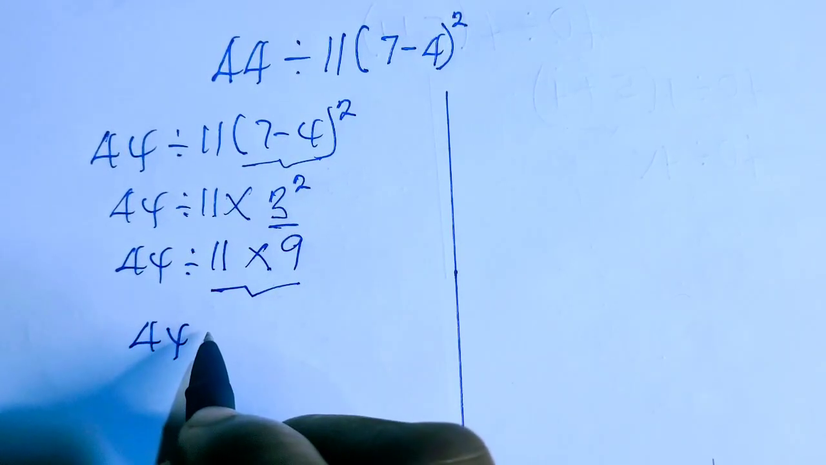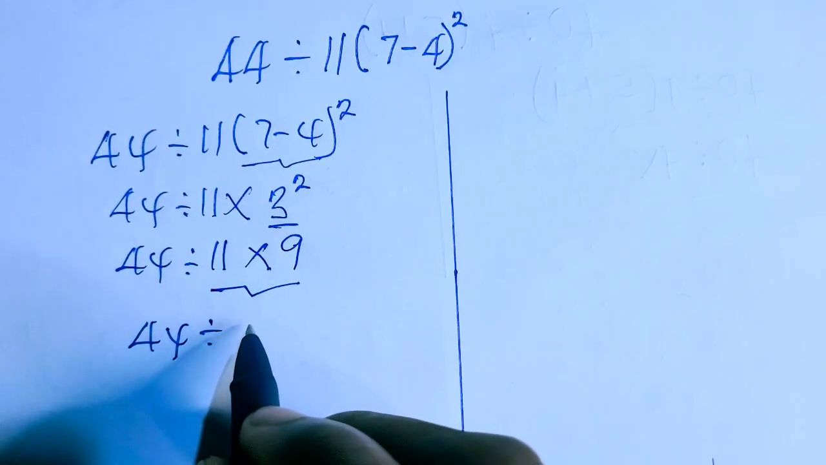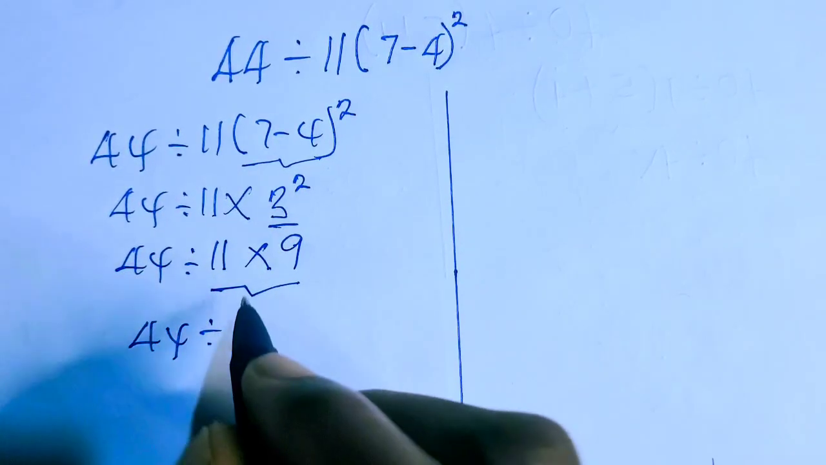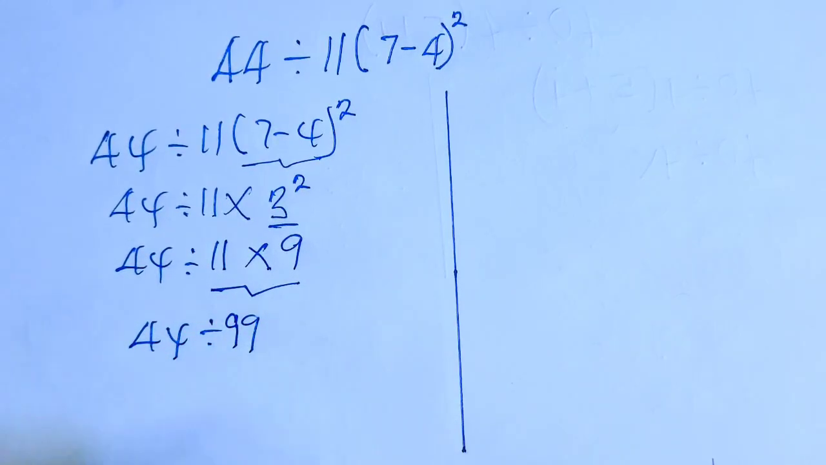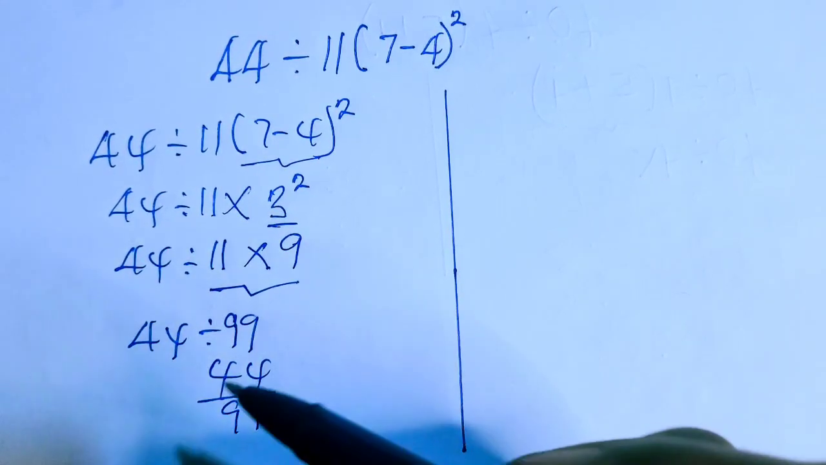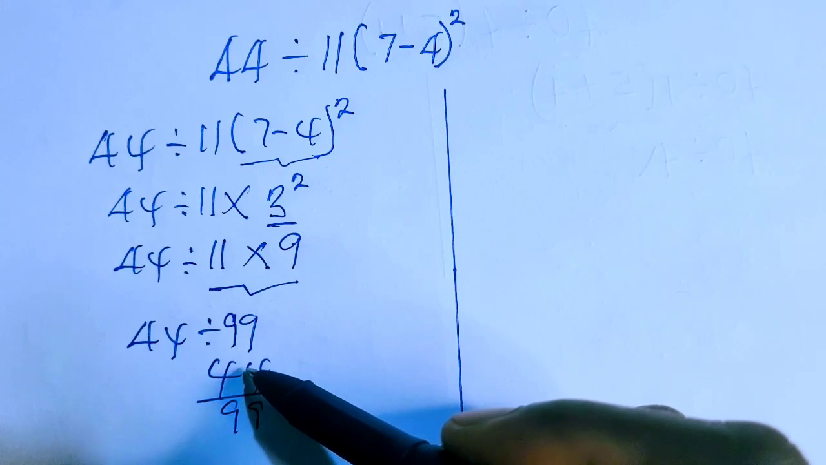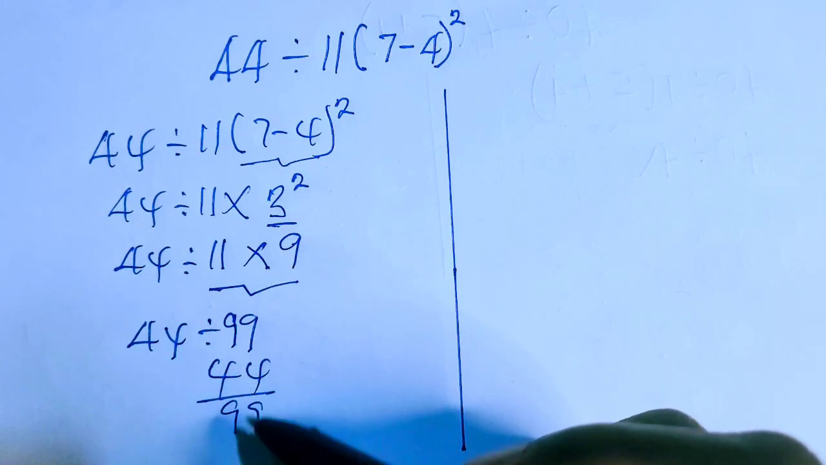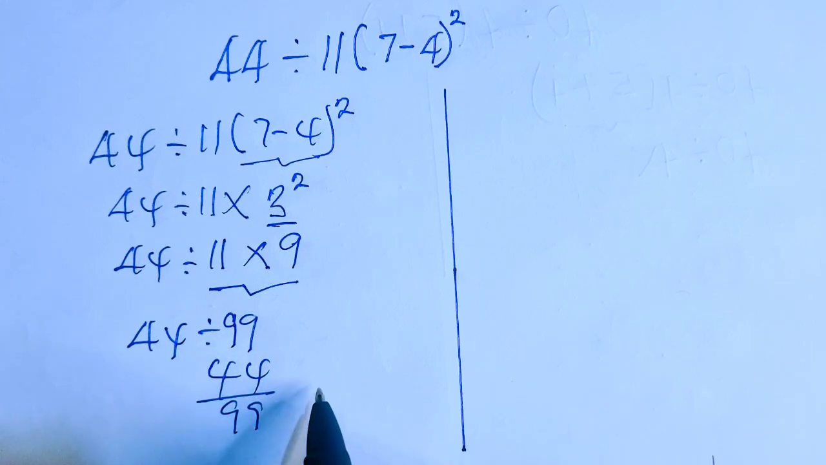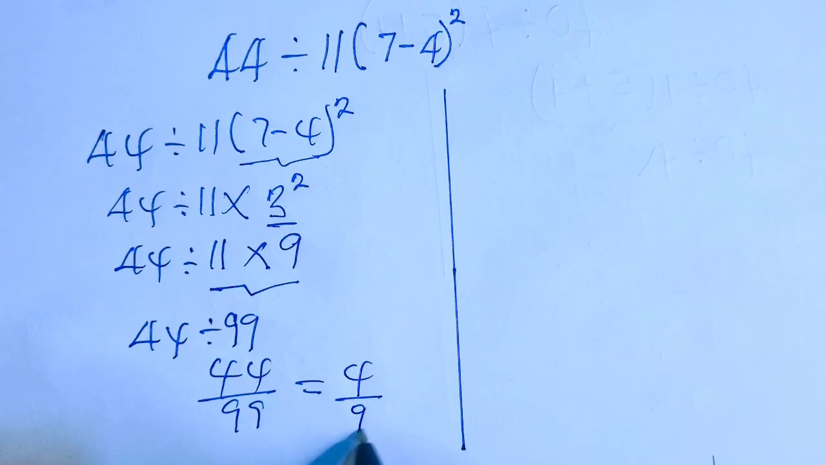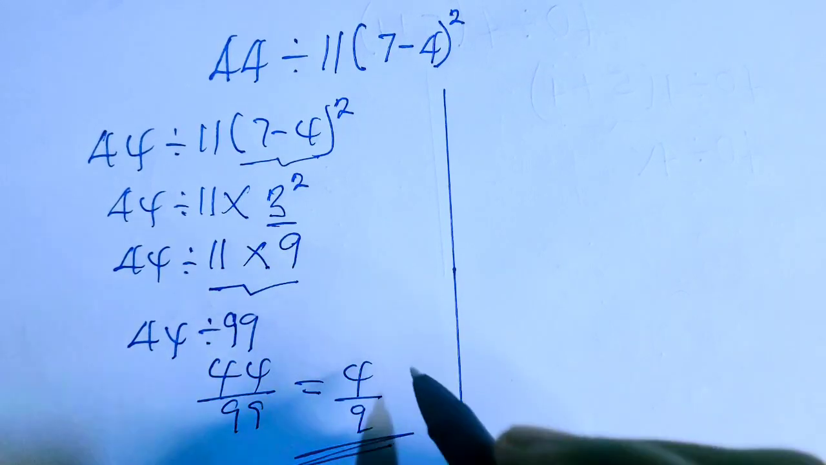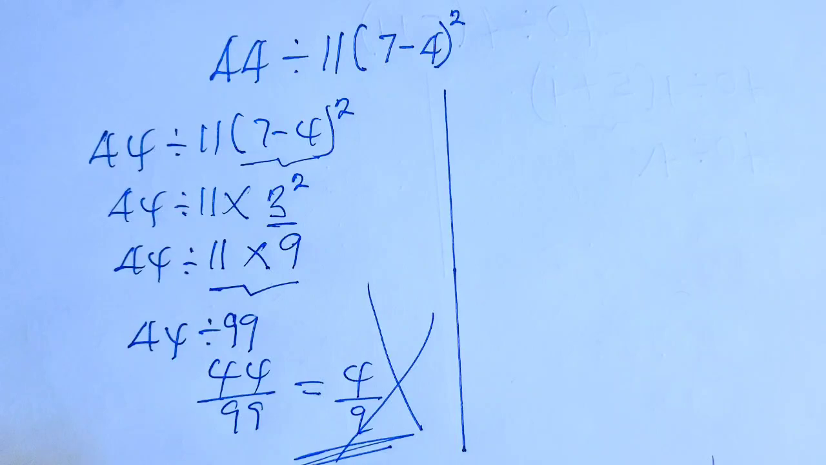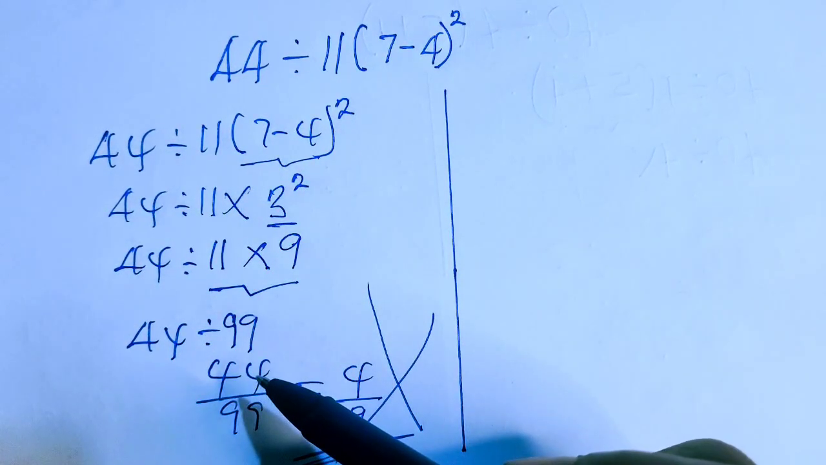You have 44 divided by 11 times 9. That gives 99. Then right here, this is the same thing as 44 all over 99, and they divided both the numerator and the denominator by 11. When 44 divided by 11, that gives 4. When 99 divided by 11, that gives 9. This is the answer they got, but this answer is wrong. Therefore, this first approach here is completely wrong.